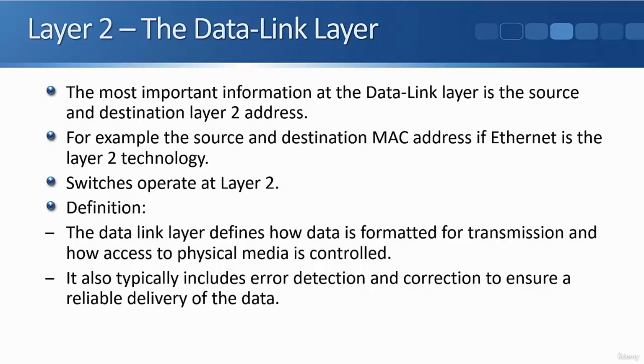With Ethernet, which is what is always used on our local area networks, it's the MAC address that is used here. And switches operate at layer 2. Our switches are layer 2 aware devices. The definition for the data link layer: it defines how data is formatted for transmission and how access to the physical media is controlled. It also typically includes error detection and correction to ensure a reliable delivery of the data.